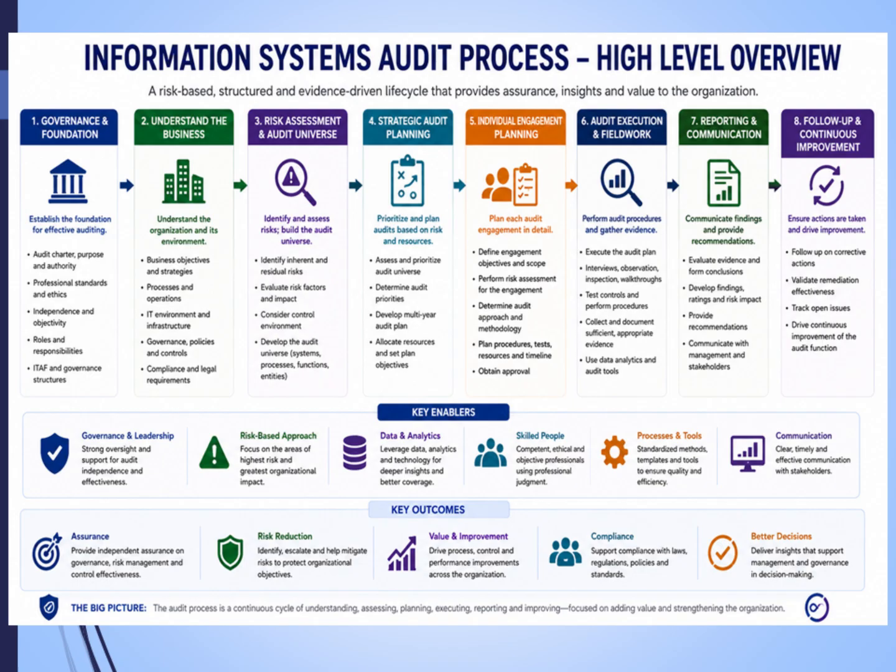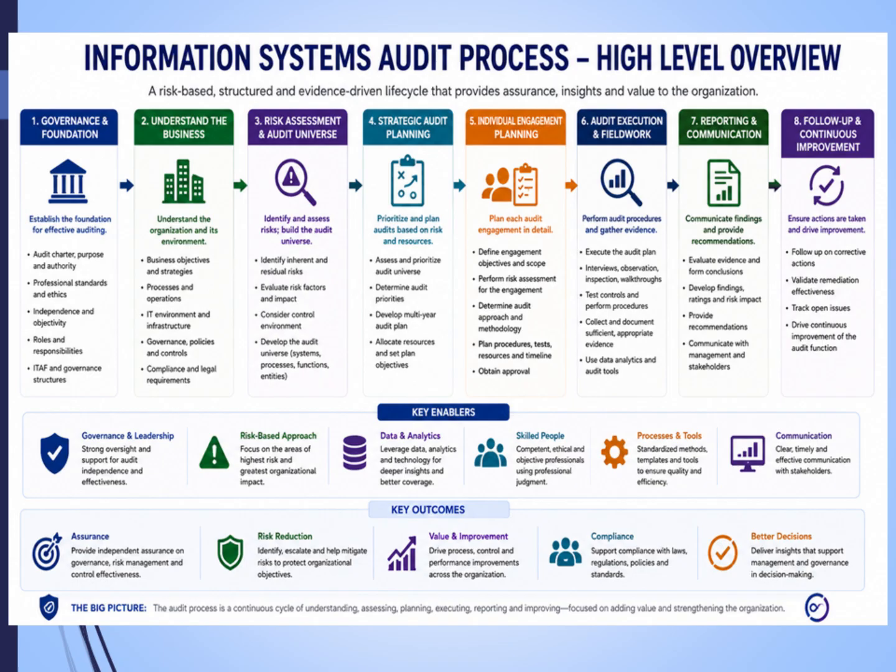Following fieldwork, the process transitions into reporting and communication. Audit findings, conclusions, recommendations, and risk impacts are communicated to management and stakeholders to support decision-making and corrective action planning. The final stage is follow-up and continuous improvement, where remediation activities are validated, corrective actions are monitored, and lessons learned are used to strengthen both the control environment and the audit function itself.